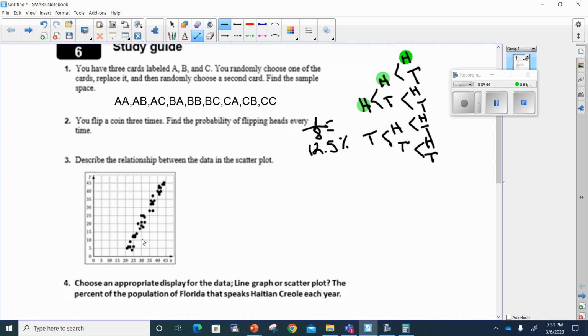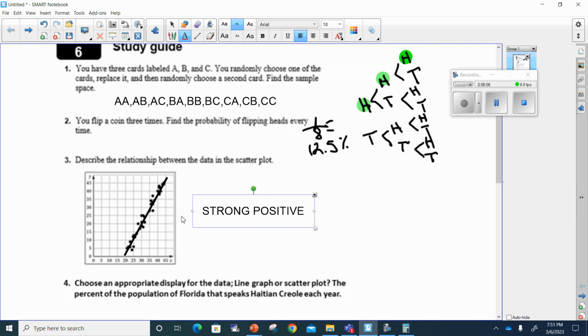Well, to do this, we would put a line of fit. That line would go in the middle of this data. And I can say this is a strong, positive linear relationship because it goes up. The dots are very tight to it, right? So if I was to describe this, I would say a strong, positive, because it goes up, linear correlation.